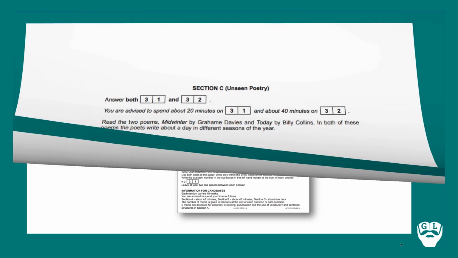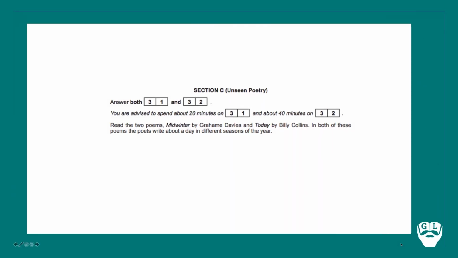So here is an example of a question. This question is taken from the 2017 paper and it's freely available on the EDUQAS website. Let's read through it. You have to answer both question 1 and question 2. You're advised to spend about 20 minutes on question 1 and about 40 minutes on question 2. So it provides you with the idea there of time management. I can't stress how important that is.